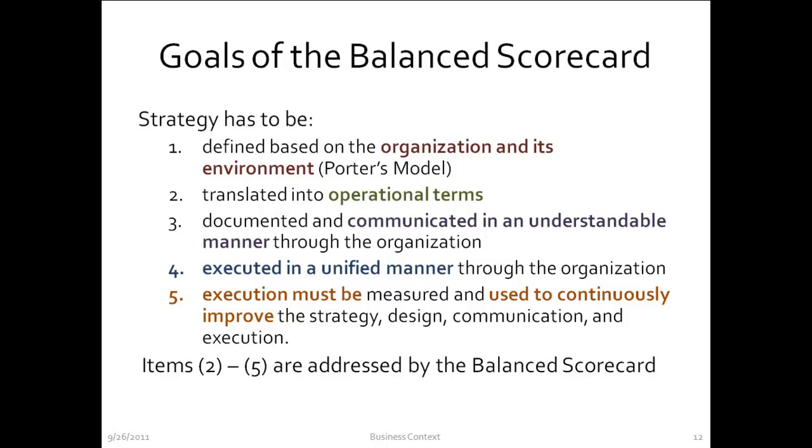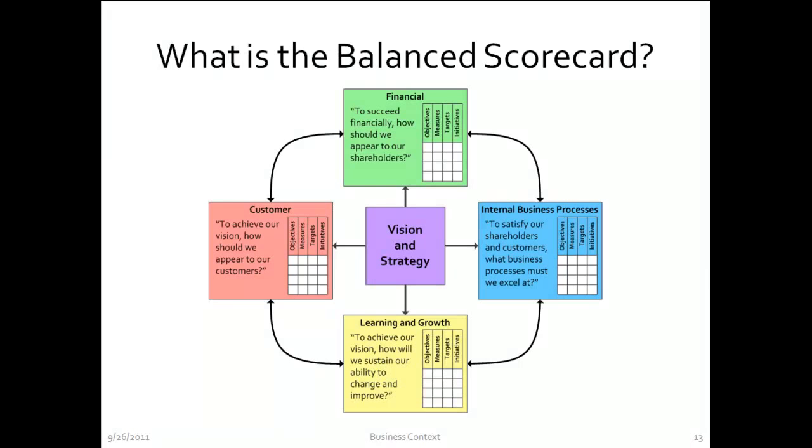This execution, this operationalization of the strategy has to be measured and used to continuously improve the strategy, the plan, and the execution. These items, 2 through 5, are addressed by the balanced scorecard. So now, what is the balanced scorecard as opposed to what it is used for? The balanced scorecard consists of 4 components: a learning and growth component, an internal business process component, a customer component, and the financial component.